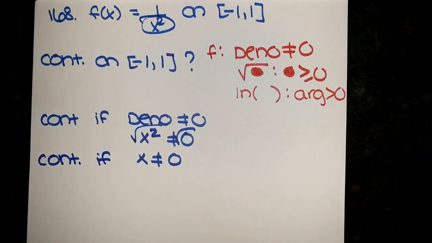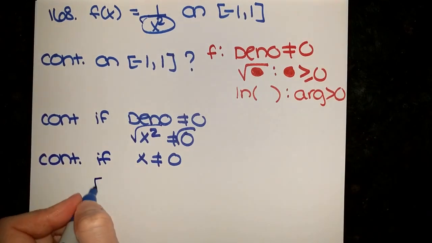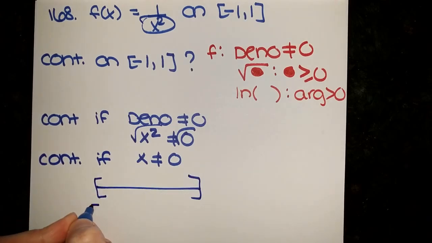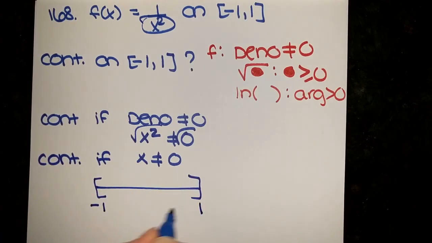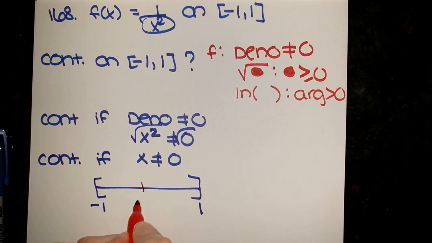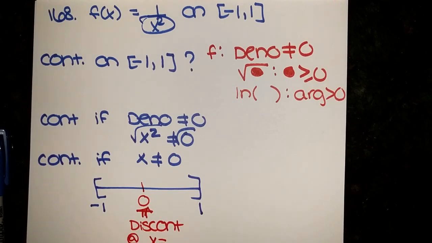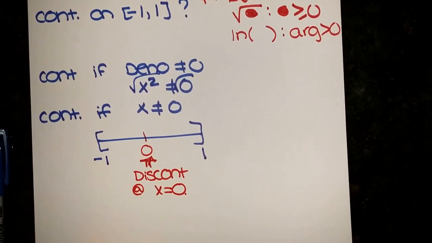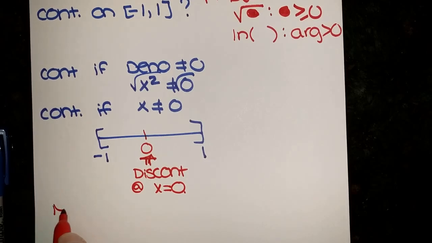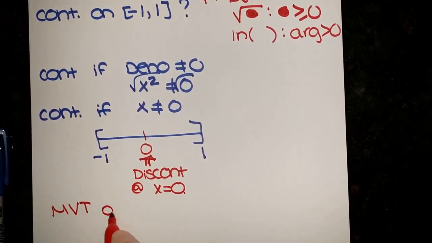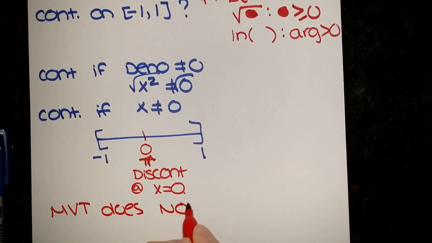Now, this is an issue for us because we need the function to be continuous from -1 to 1. And the place that it is discontinuous is at x is equal to 0. So at x is equal to 0, it is discontinuous. So because it is discontinuous at x is equal to 0, we would have to say that the mean value theorem does not apply.